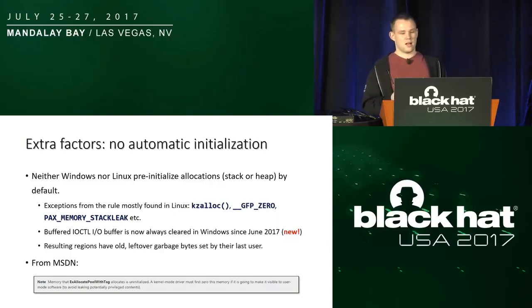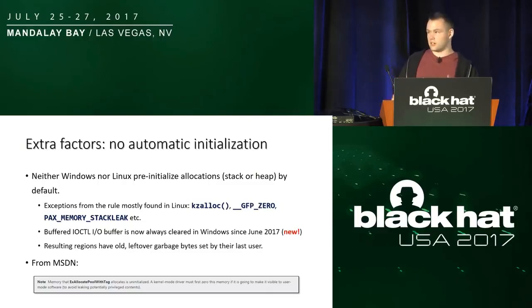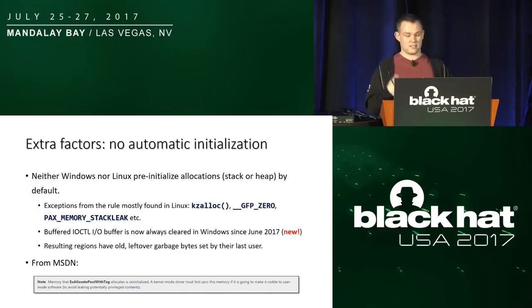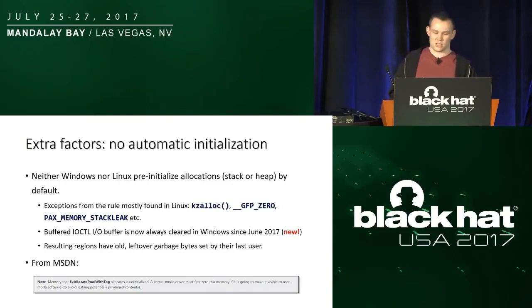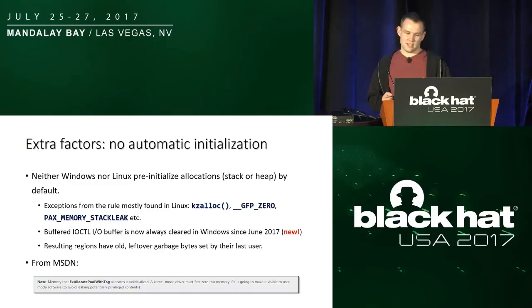So first of all, neither Windows nor Linux actually pre-initializes allocations on the stack or heap by default. Of course, there are a lot of exceptions, mostly in Linux, such as the kzalloc function, the __GFP_ZERO flag, etc. But in general, allocations are not initialized by default. A recent change in Windows from a few months ago is that some allocations used for IOCTL IO buffers are initialized now, but that is something that was not true 2 months ago. But the general rule still stands.